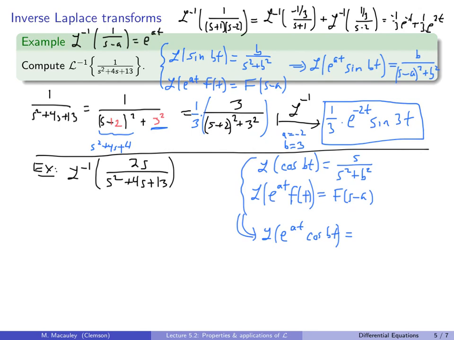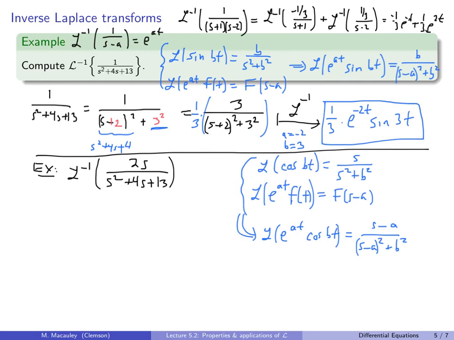So now we have to be a little bit careful here. So this is s minus a over s minus a squared plus b squared. It's really easy to forget about this a here, so make sure that you remember that a.